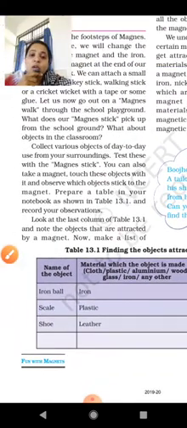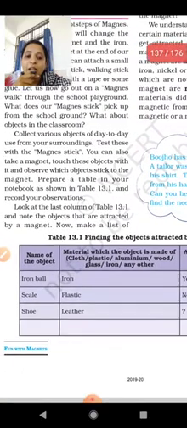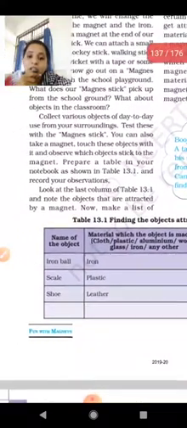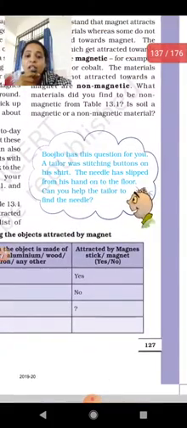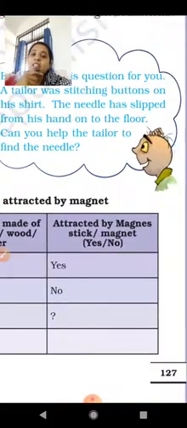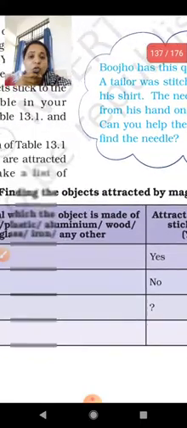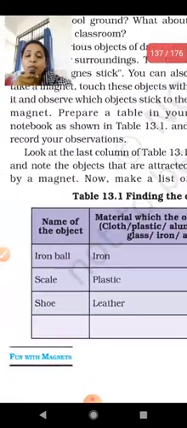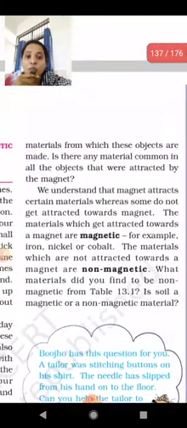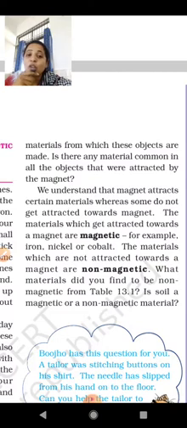Look at the last column of Table 13.1 and note the objects that are attracted by a magnet. See, here we have to write whether the object is attracted by the magnet or not. I have already explained that to you. Now make a list of materials from which those objects are made. See, lastly what you have to do is make a list of the materials from which the objects are made. If it is made of plastic, then write plastic. If it is an iron thing, then write iron.